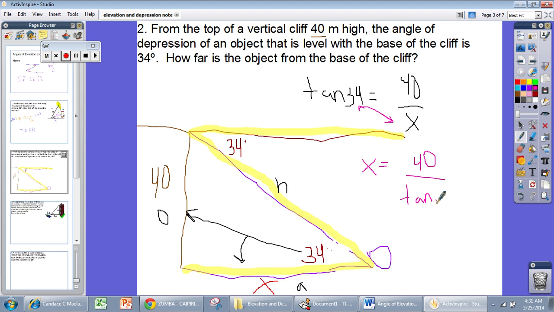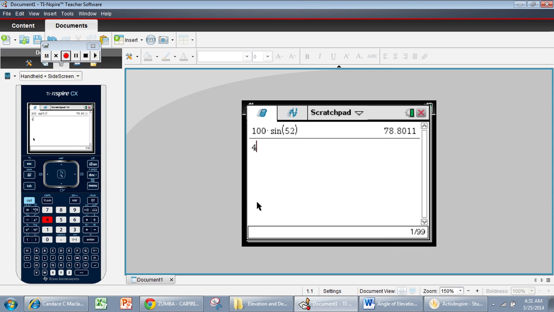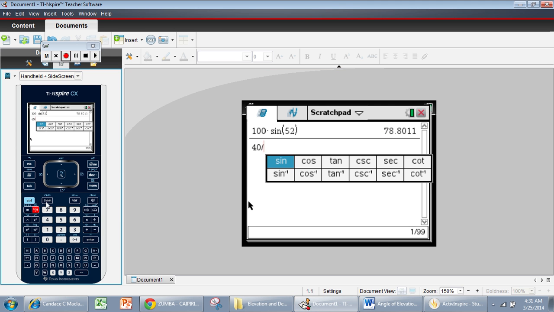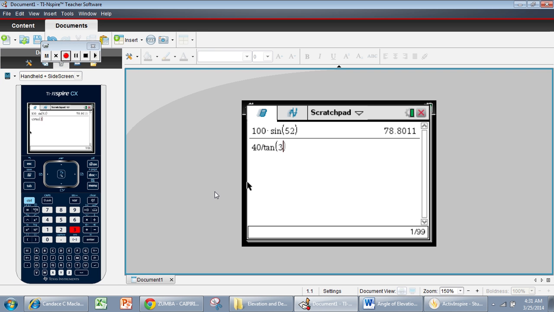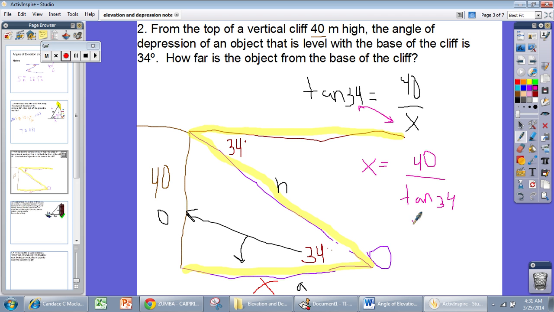tan 34. Alright, so we're going to plug this into our calculator. 40 divided by tan of 34. So 40 divided by tan 34, we get 59.3. So again, if you didn't get 59.3, let me know. And we'll put our units on there, meters, make it legit.